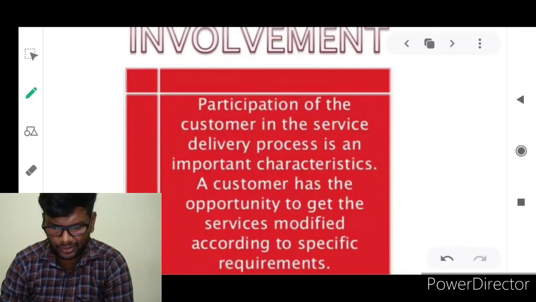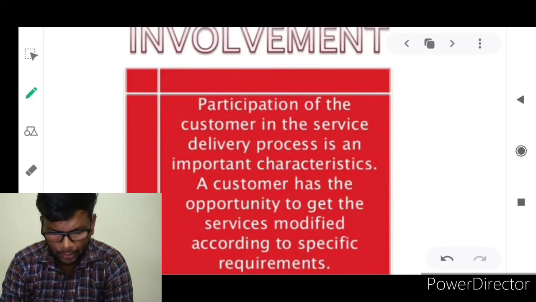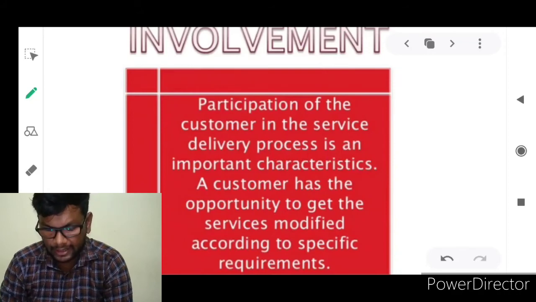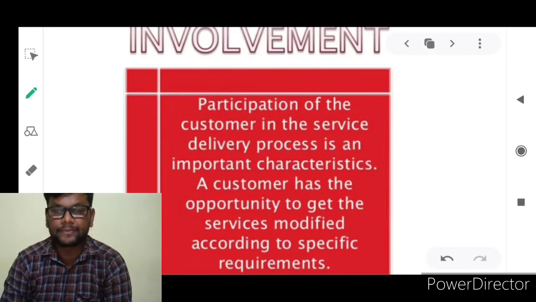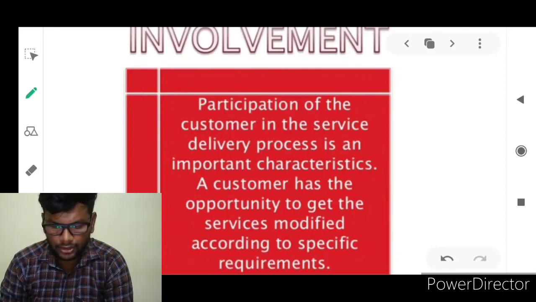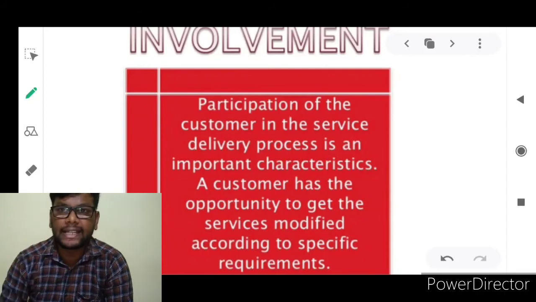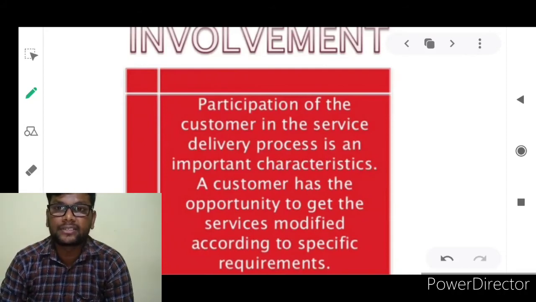Involvement. Participation of the customer in the service delivery process is an important characteristic. A customer has the opportunity to get the services modified according to specific requirements. So according to his specific requirement, that customer has an opportunity to modify his services, depending upon his involvement. Isn't it? So these 5 are the characteristics of business services.